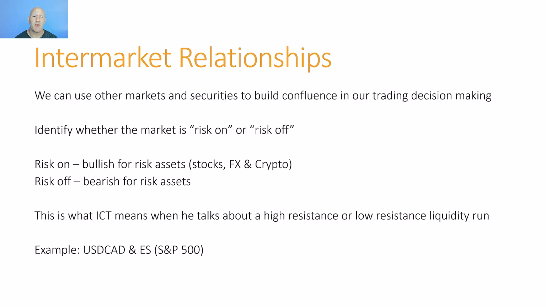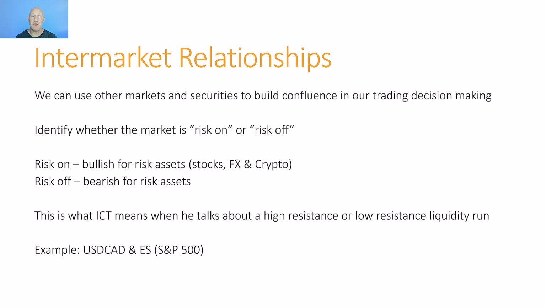So the next topic we're going to discuss in today's video is intermarket relationships. Now, this isn't the same as correlation, although correlation is a factor in intermarket relationships. What we're really just talking about is using other securities or other asset classes to help build confluence in the trades that we're going to be taking. And so really all we're trying to do from this analysis is determine whether it's a risk on or a risk off environment.